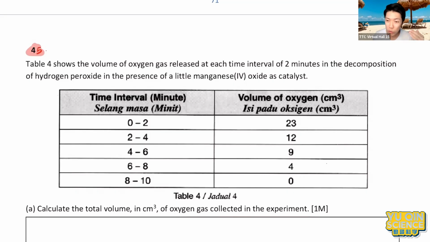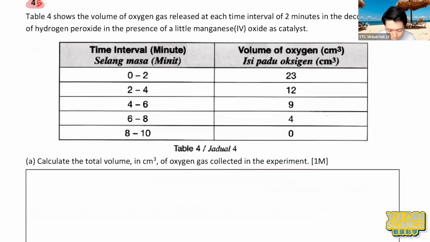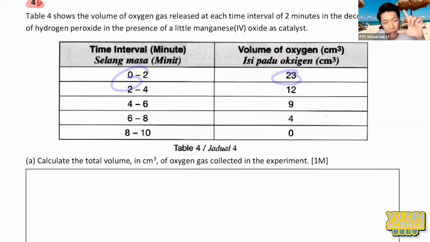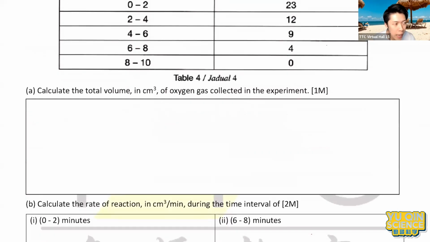Remember, I talked about chapter 4. It's not about the experiment. It's about the data that you get, because you need to do it for calculation. Okay, every 2 minutes we measure the increment or the decrease of gas, or the gas you have collected. Right. A. Calculate the total volume of gas collected in the experiment. Okay, just add up.